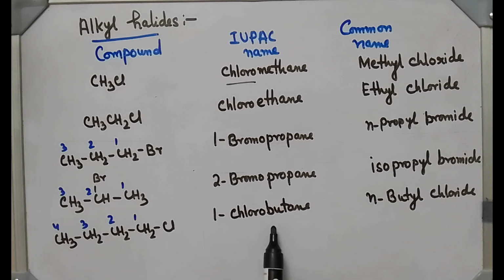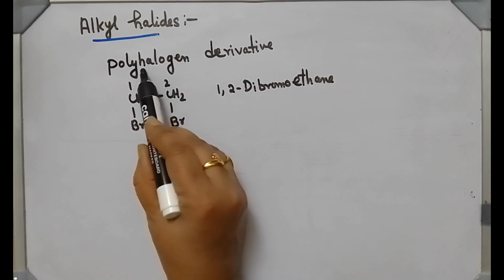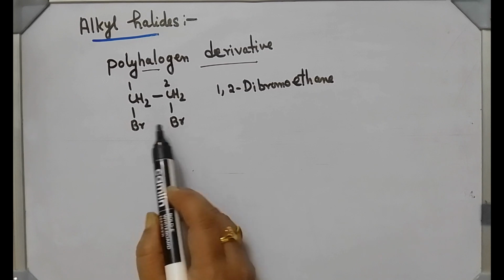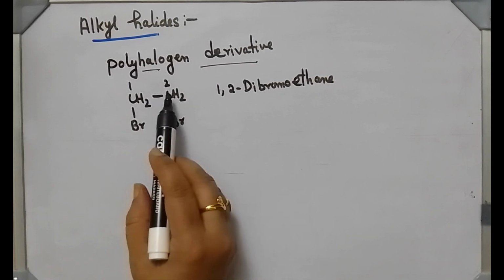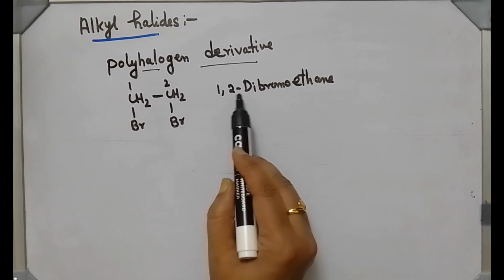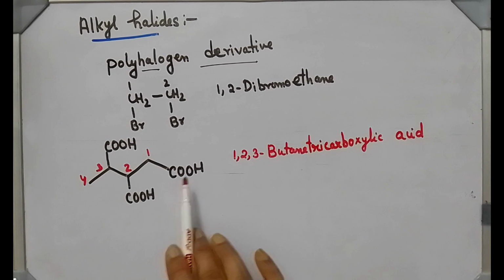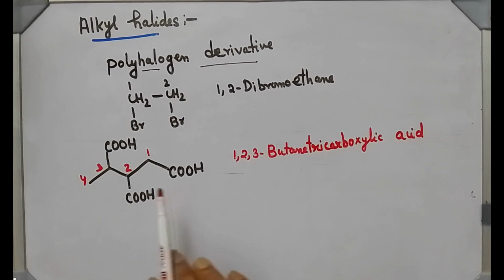This is the IUPAC name. If in the compound more than one halogen is present, it is called a polyhalogen derivative. See this example, it has 2 bromine atoms. So you have to mention the positions: 1,2-dibromoethane.